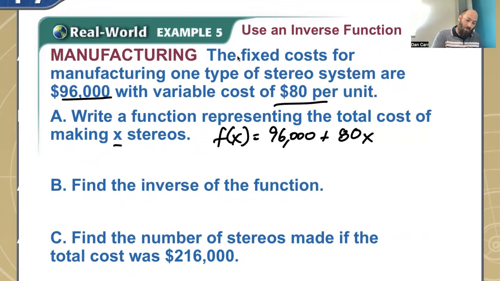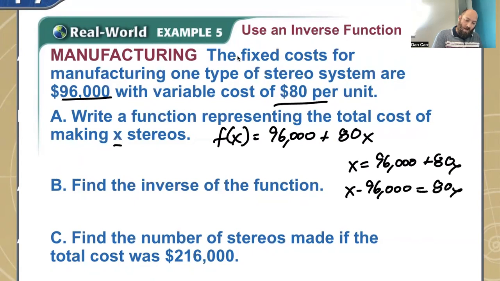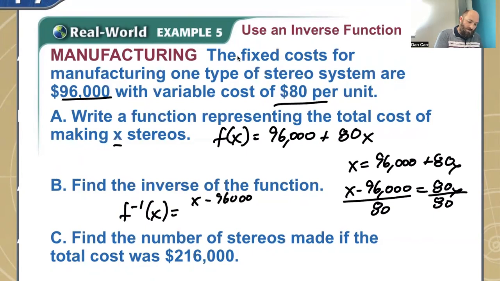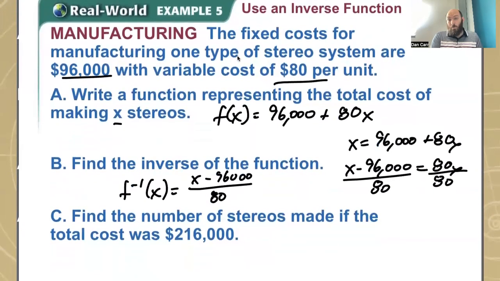So I'm going to swap it out. I'm going to make it x equals 96,000 plus 80y. Subtract the 96,000 over. That's equal to 80y, and then I divide by 80. So I'm going to just write it over here. The inverse function of x is going to be equal to x minus 96,000 over 80.